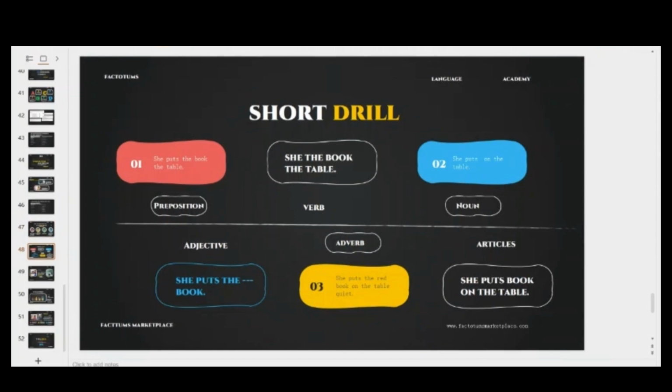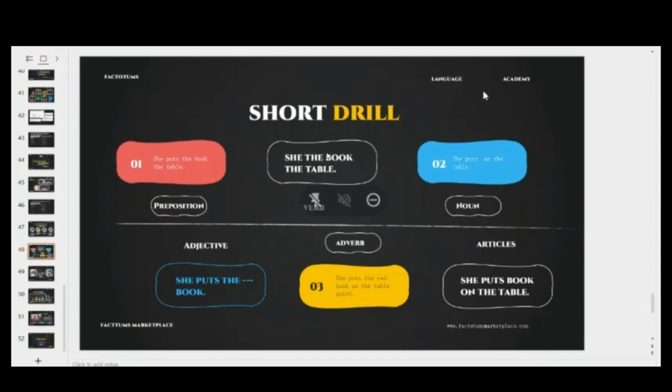Perfect. So here we're going to do a little drill. It's very easy. She puts the book the table. Does it make sense? No. She puts the book on the table. So if you notice, without the prepositions, we don't know the position of a certain object or a person. So the prepositions are very important.